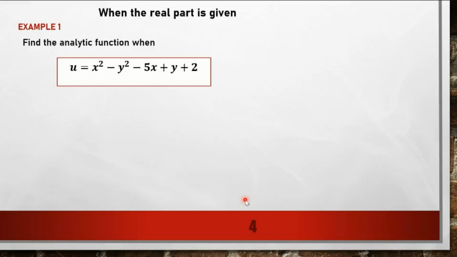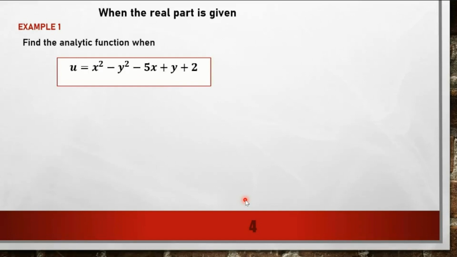We have shown that the function is analytic. We have found the values of A, B, C, D if the function is analytic. Now here we are going to find the analytic function. In the first case when u is given, so here u is equal to x square minus y square minus 5x plus y plus 2.